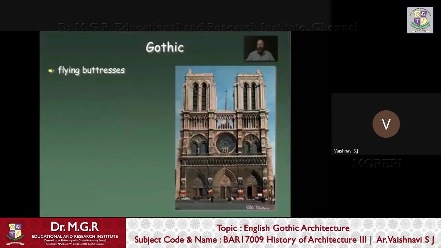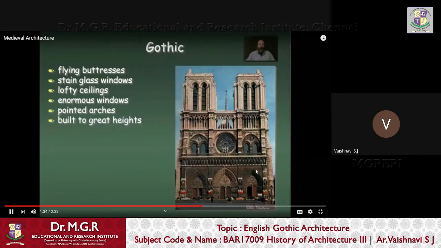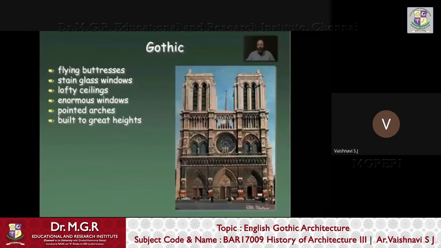That comes from the high to late Middle Ages, and it is characterized by what are known as flying buttresses. Flying buttresses are these wing-shaped features that come off the sides of Gothic cathedrals that help hold them up. There are also large stained glass windows, lofty ceilings, so the ceilings are going to be very high, and enormous windows on the sides, covered mostly with stained glass. And then pointed arches, as you can see in this picture here, the doorways above had pointed arches. They also were built to great heights, so some of these Gothic cathedrals were very, very tall in terms of how high they could become.